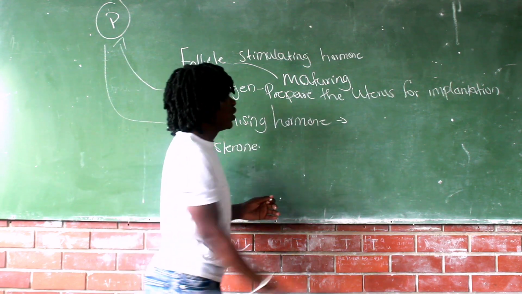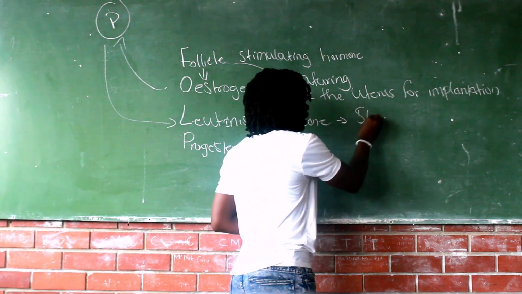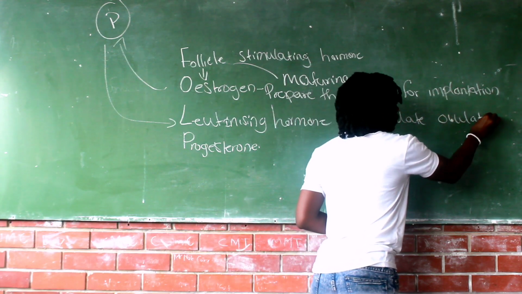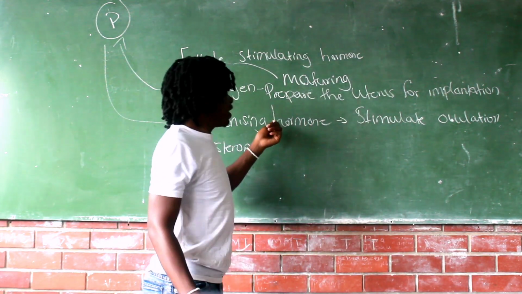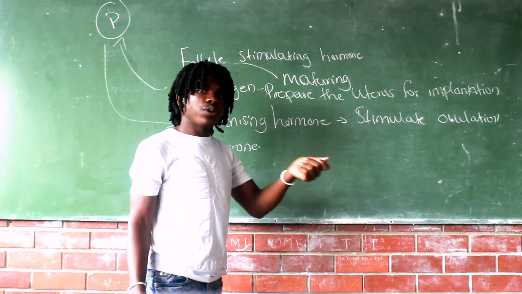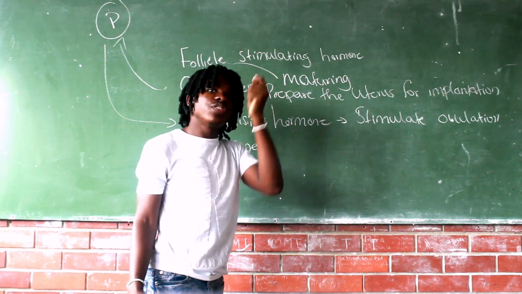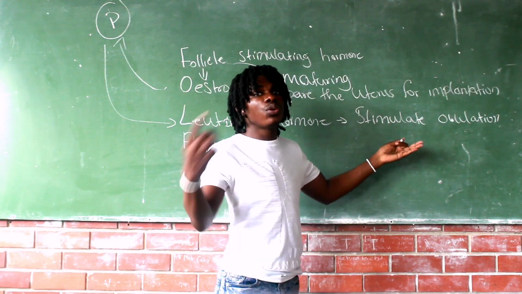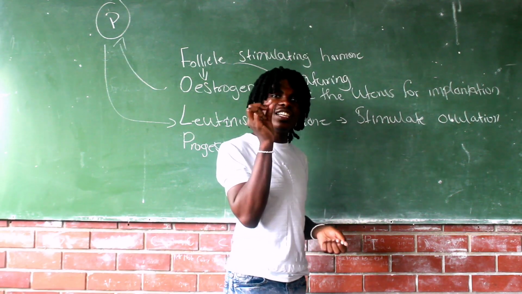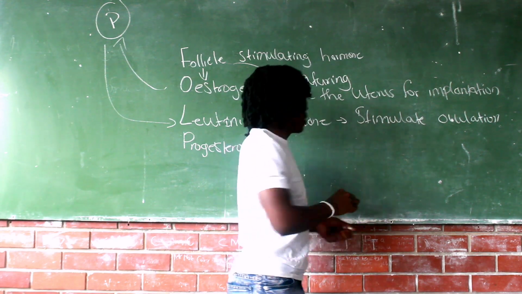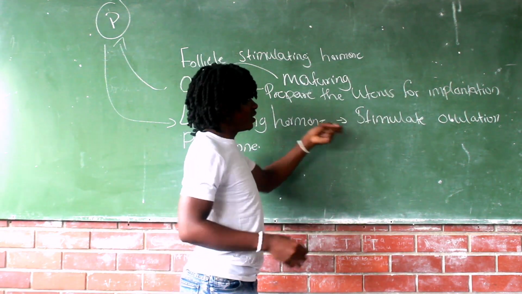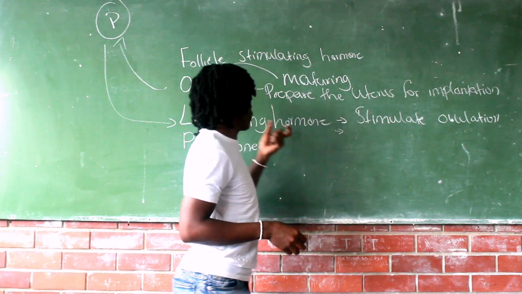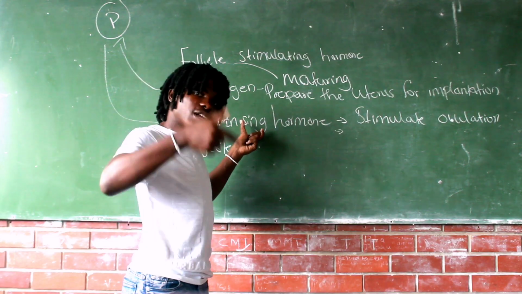What does it do? First thing, it stimulates ovulation. That means luteinizing hormone is secreted before day 14. It's secreted before the actual ovulation because it needs to stimulate the follicles into ovulating. It's like having a little needle and then going to pop the balloon.